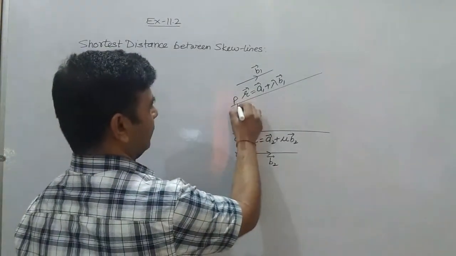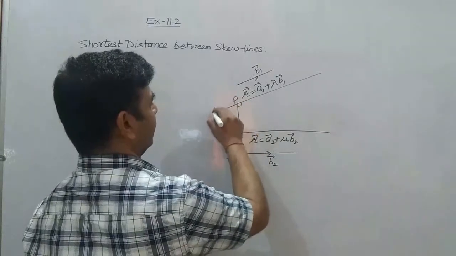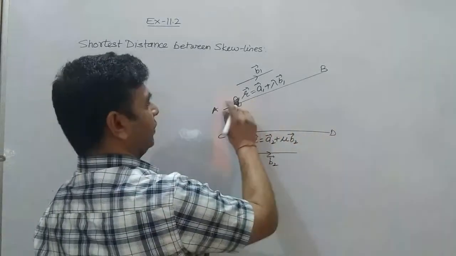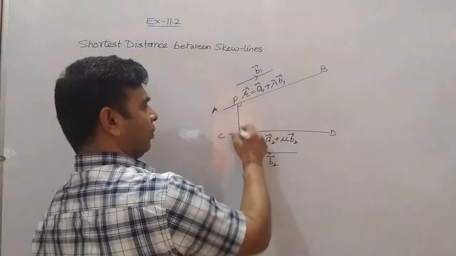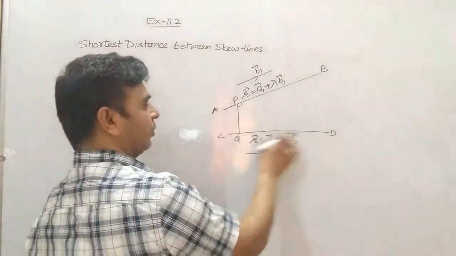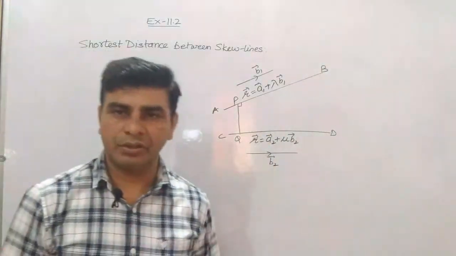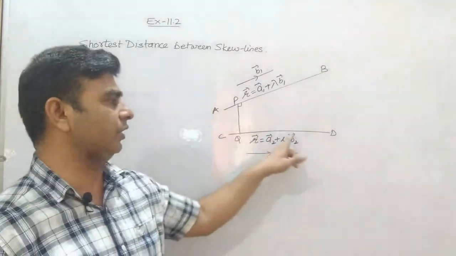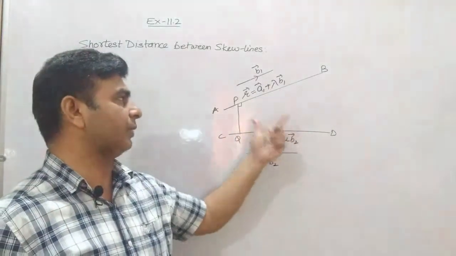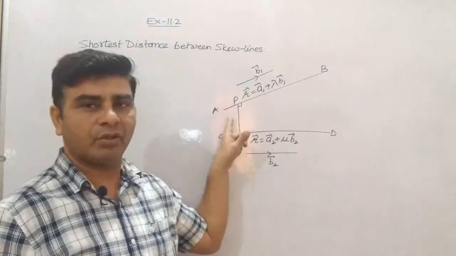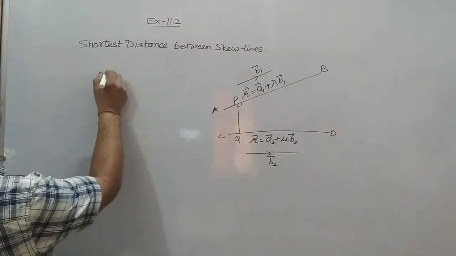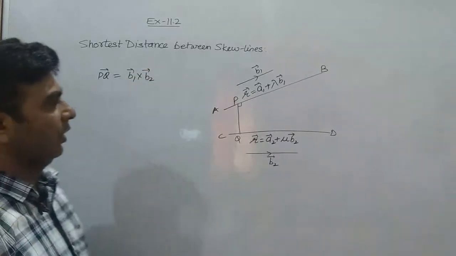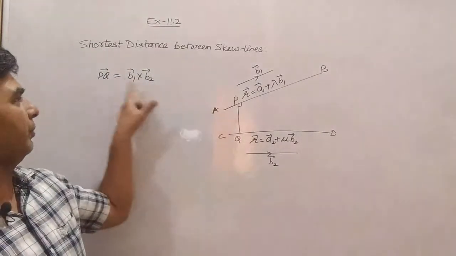PQ is the perpendicular; let this be the line AB, and this the line CD. So PQ is perpendicular to AB as well as perpendicular to CD. It is very clear that PQ is perpendicular to both AB and CD, and these lines AB and CD are parallel to vectors b1 and b2, so the direction of vector PQ will be given by vector b1 cross vector b2. So the direction of vector PQ will be b1 cross b2.